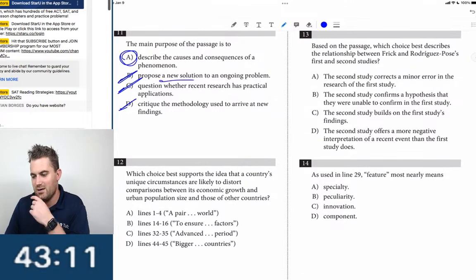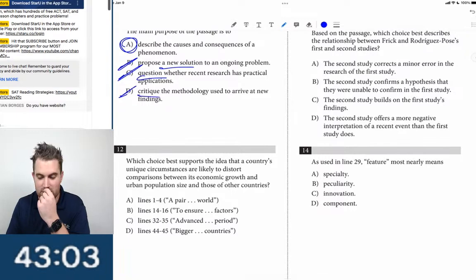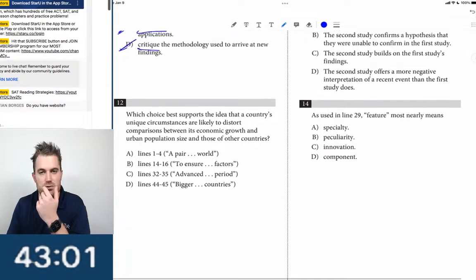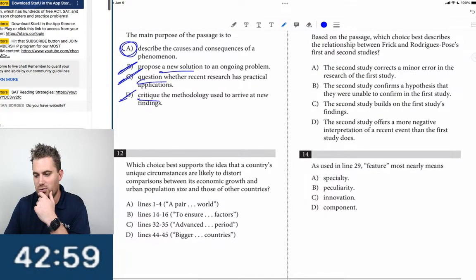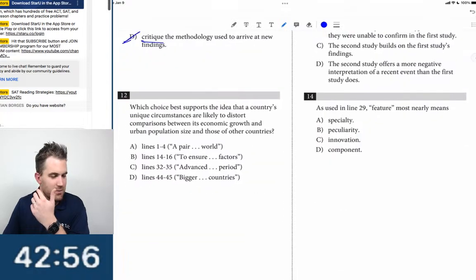They didn't propose a new solution, right? It was just describing the study. They didn't question the study, right? It was just, again, describing it. They haven't gotten to the point of questioning it yet, and they didn't critique anything. They definitely didn't do that. It's definitely not D for number 11. Thumbs up, guys, if you're right. Elimination is so important here.